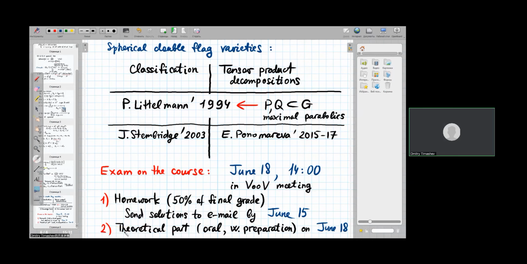So I will compose the exam program. There will be a list of theoretical questions. I don't know, for instance, Sumihiro theorem, or maybe classification of simple spherical varieties, something like this. And when you come to the exam on June 18th, you will receive one of the questions from the list for preparation. So you have to prepare your answer to this question.